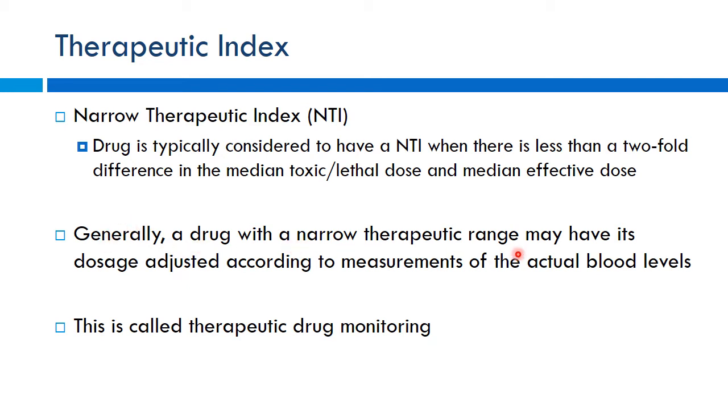So generally, a drug with a narrow therapeutic range may have its dose adjusted according to measurements, by actually measuring the level of drug in the plasma. When we talk about therapeutic drug monitoring in a couple of weeks, we're going to come back to this. I can draw levels of the drug out of the blood, see what it is, and dose the patient to make sure they stay in the therapeutic range without going too high or too low. We'll do that more often with those narrow therapeutic index drugs. I'll give you some examples later on.